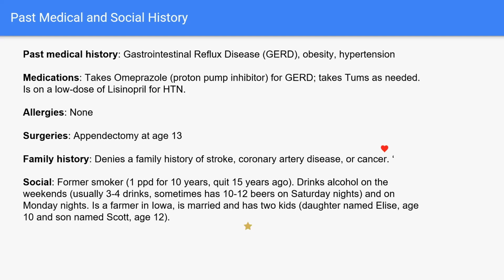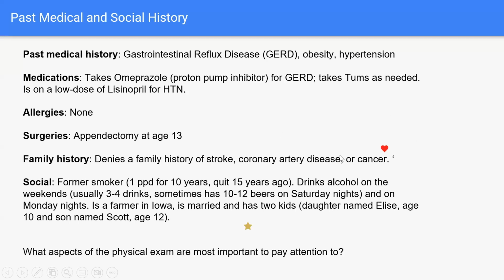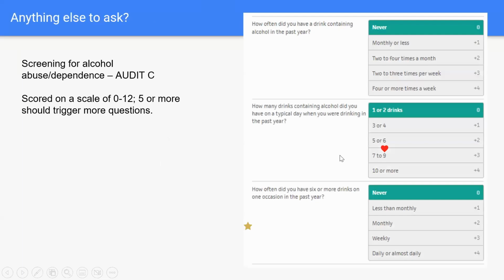Is it more appropriate to address at another visit? There's a quick thing that we can do with patients that we might have concern for alcohol abuse, and that's called the AUDIT-C. We'll get back to the physical exam in a minute. It's really easy because it's just 3 questions. When you screen people, if they get a score greater than a 5, then they should probably be evaluated more thoroughly for something like alcohol abuse.